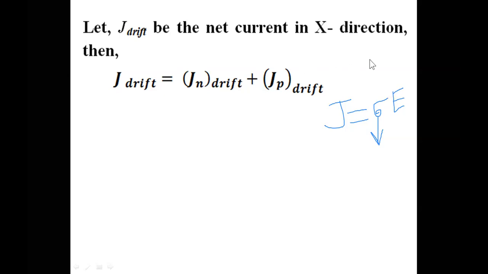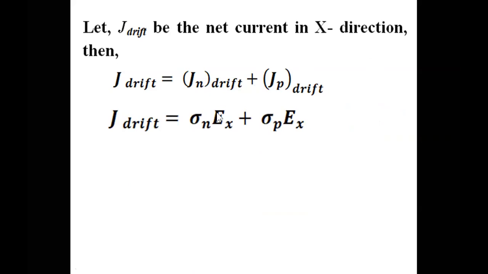Now I am going to substitute these known relations in this equation. Then let us see what happens. J is equal to sigma E, and Jn represents the current density due to electrons. Sigma n represents the conductivity due to the electrons. Similarly, Jp represents the current density due to the holes, and sigma p represents the conductivity due to holes, and E represents the applied electric field along the x-axis.